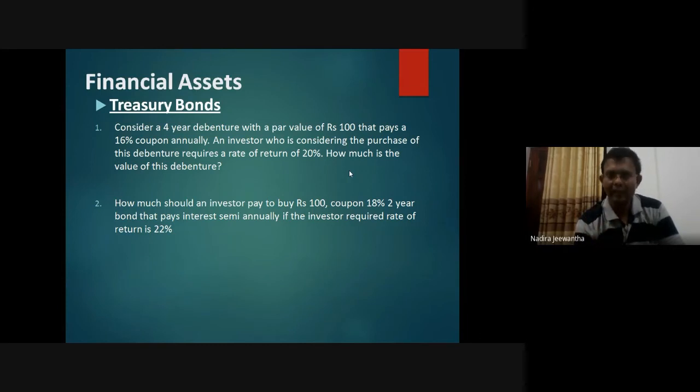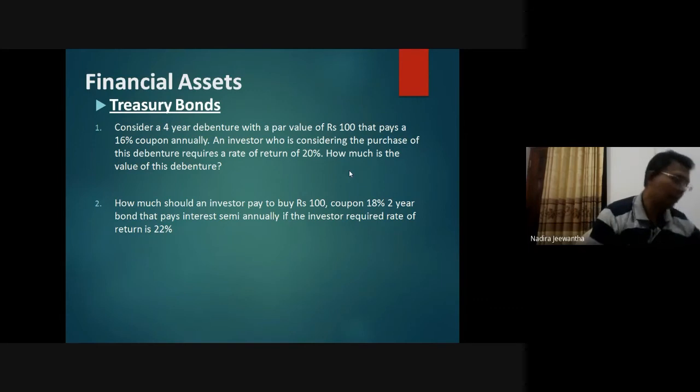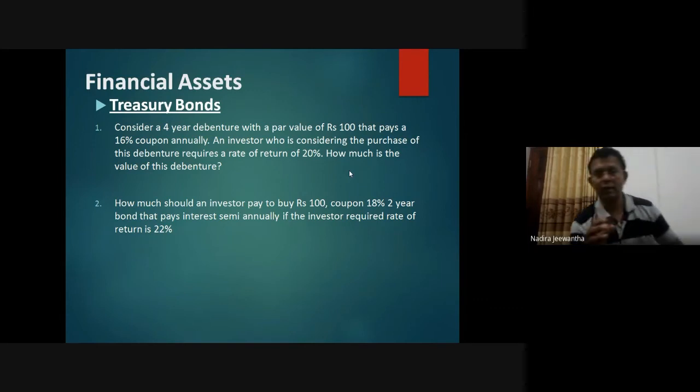Now, practically, we don't calculate treasury bond pricing manually. We don't use formulas to calculate. There is a particular calculator, we call it a bond calculator. So you feed all this information, remaining maturity period, then the coupon interest and the frequency of coupon and the required rate of return. Basically, we call it the discounting factor.